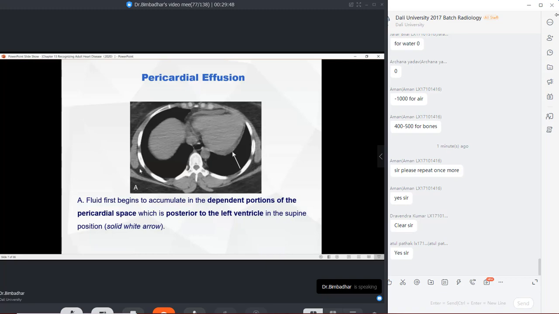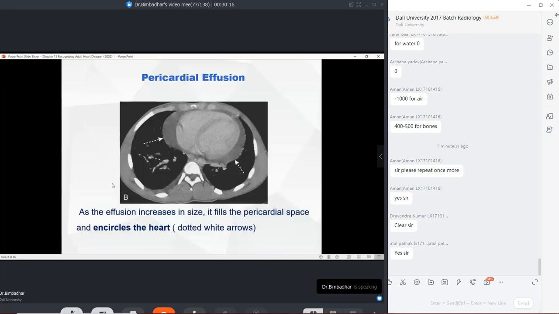Remember, in the same way as in pleural effusions, unless there is more than 250 ml of fluid, it is not visible on a chest radiograph. That is the same logic we are using here. There is no difference, okay? It is just a change of spaces. One is the pleural space, the other is the pericardial space, but the dependency of the portion still works the same way, right? Now you look here, this one is much clearer.